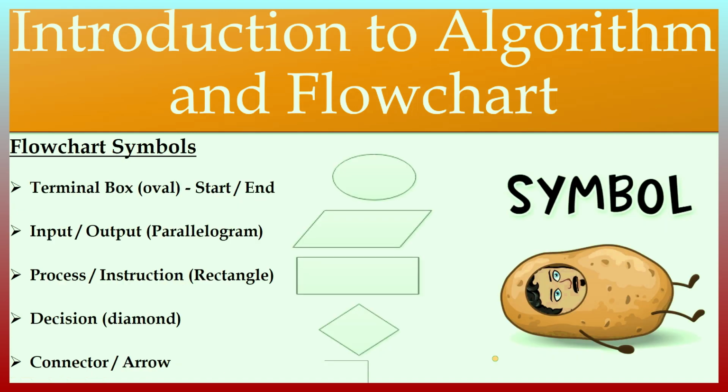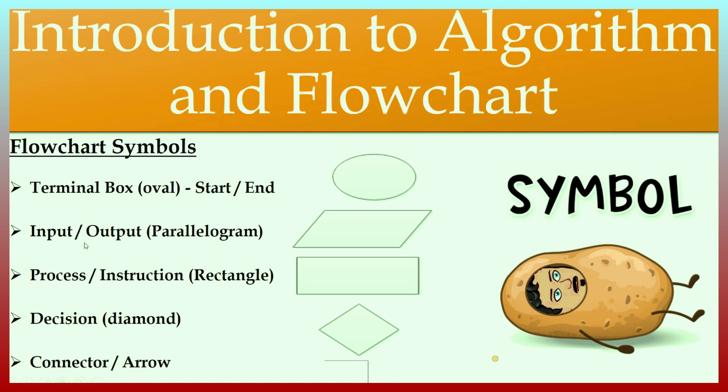So if we wish to convert the algorithm into a flowchart, we should use the following symbols. Let me explain how to use these symbols. First comes the terminal box. It's an oval. Whenever you see start, end, or stop in an algorithm, you replace the step with this symbol. This is called an oval or terminal box.